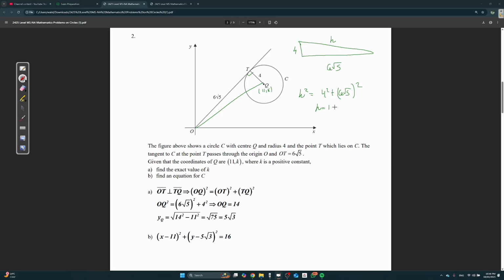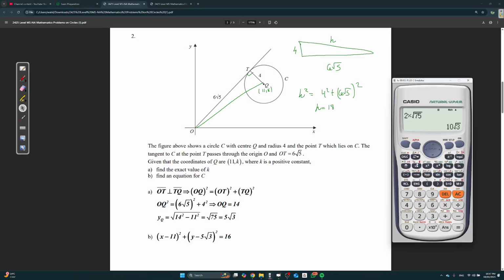Which is 14. Anyways, yeah. So you're going to get h is equal to 14. So this is nice. You got 14 over here.